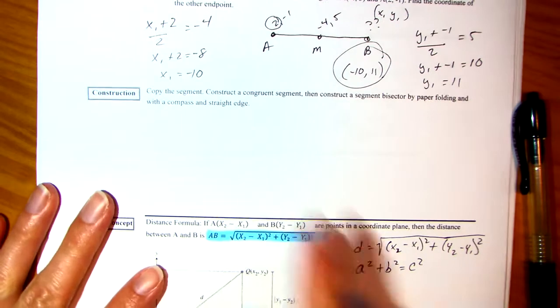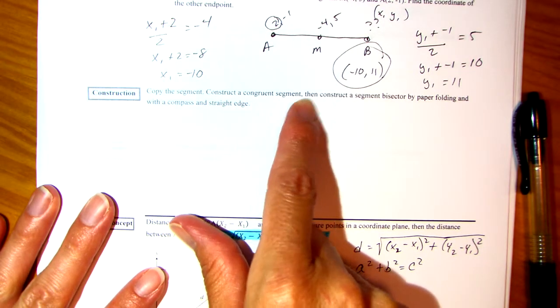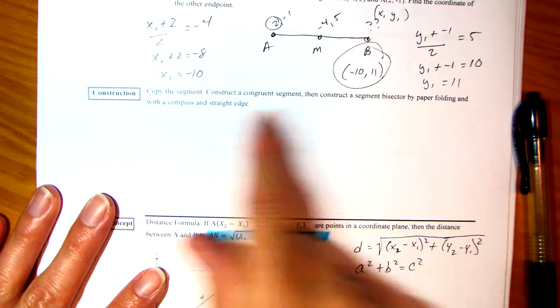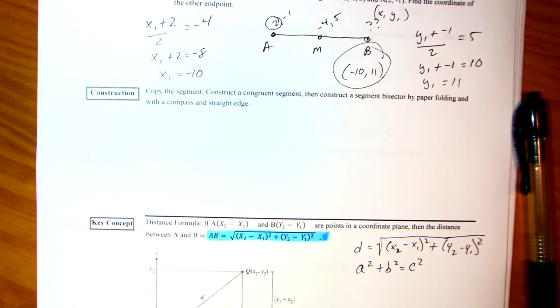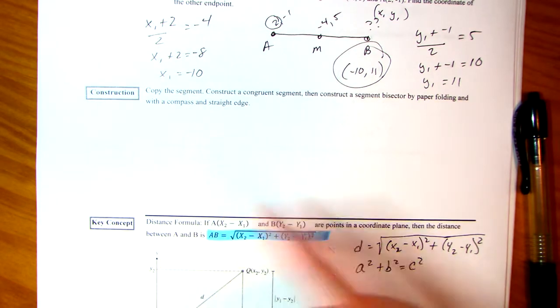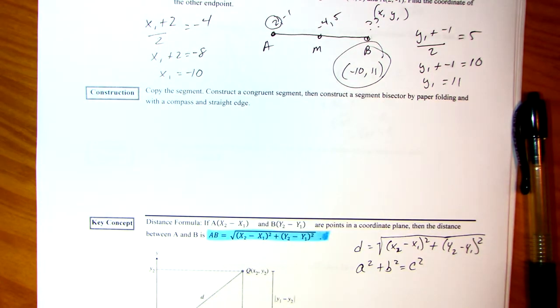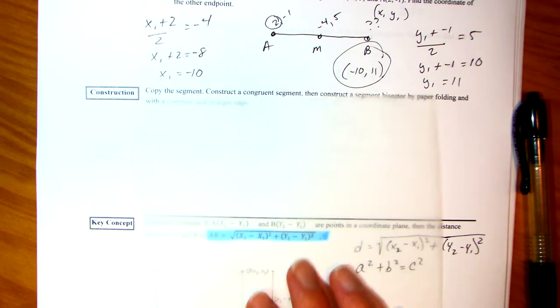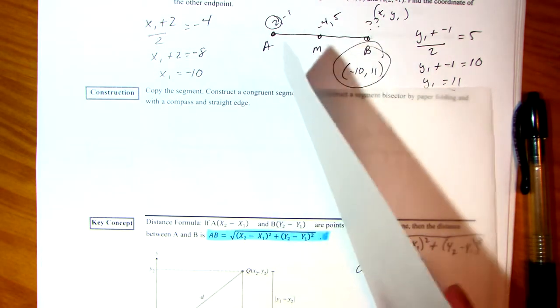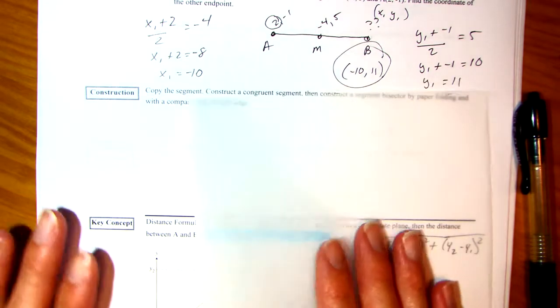construction. It says, copy a segment, construct a congruent segment, then construct a segment bisector by paper folding and with a compass and a straight edge. Well, we already did the segment bisector with the compass and a straight edge, so we'll have to do that with the paper folding. So I use something called patty paper. It's paper that you would use to make hamburger patties. You squish them down together.